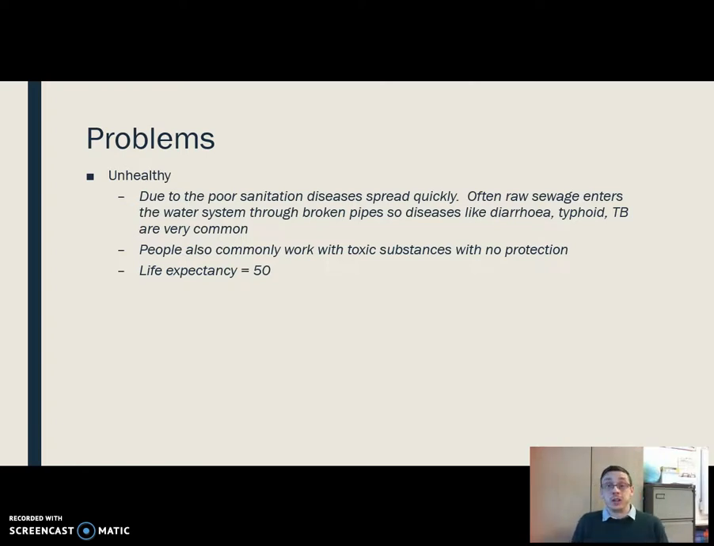You're also going to see a lot of people work with very, very toxic substances with no protection. You know, I mean, things like making matches. The chemicals that are used in match heads are hugely toxic. So people work with them without protection, they get sick. And that all marries up to giving you a life expectancy of about 50, which is pretty grim.